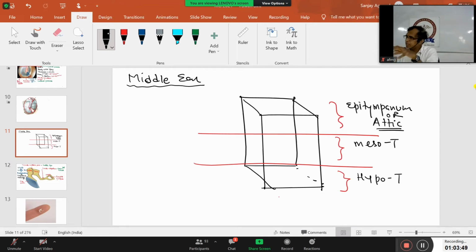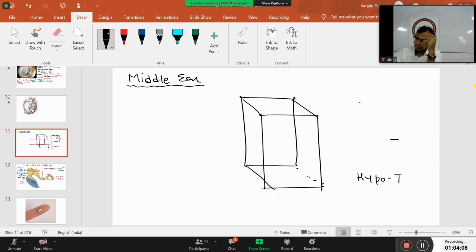So we know the ossicles, we know the compartments, and now we have to talk about boundaries. How many? 6 boundaries. So you have to draw another box. I will not draw, I will just use the same. I will remove all this instead. So draw another diagram of this type, so that you can start talking about the boundaries of the middle ear.